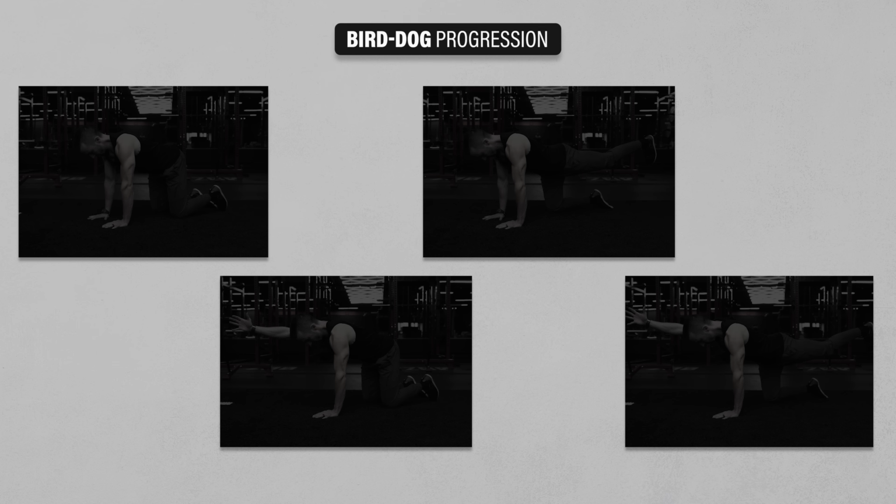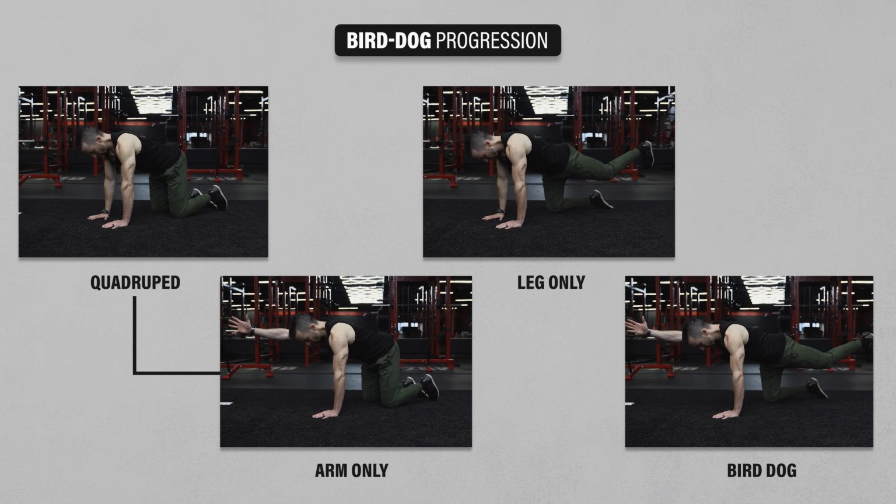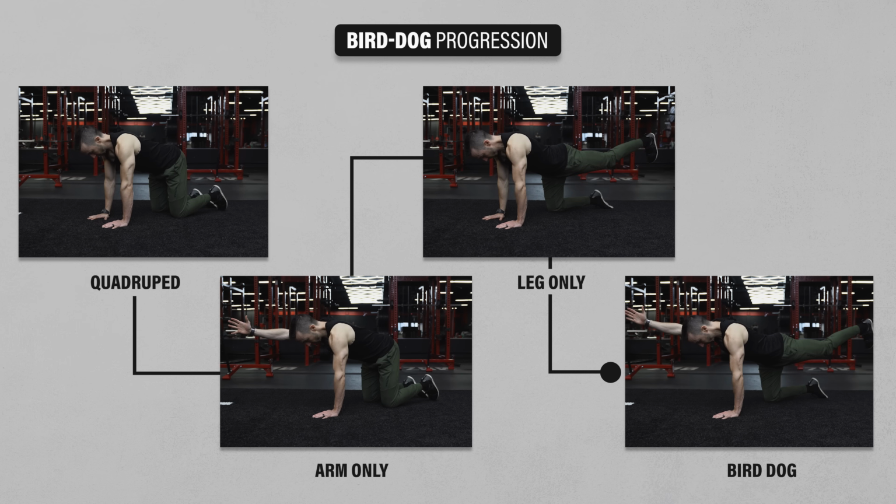The first is a bird dog progression. Start in a quadruped position or on your hands and knees. Progress by lifting one arm off the ground, then lifting one leg, and finally to a bird dog where you reach one arm and leg out.